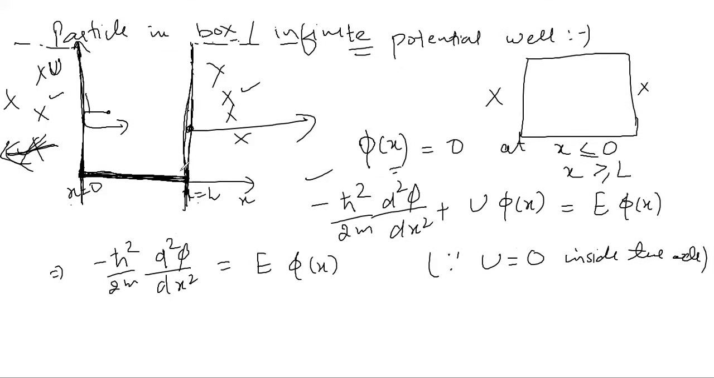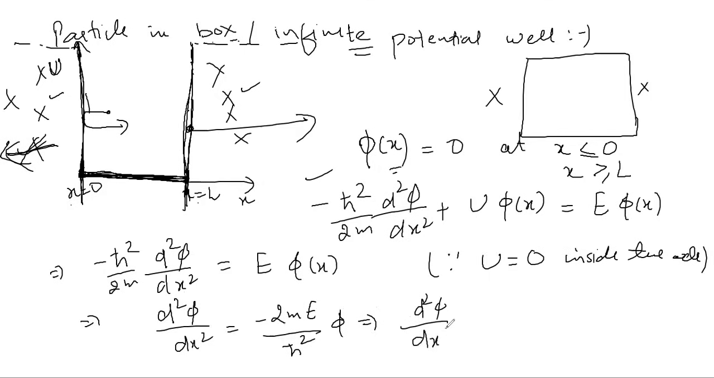Here your U is basically 0, and right outside it the potential is an infinite potential. Reshuffle these terms, and you can write this as d2 phi dx2. Taking this term from here to there, you will get minus 2 m E over h bar square phi. I'm not writing phi as a function of x. Then take this term also to the other side and you will get something like this. This is the equation that you need to solve.